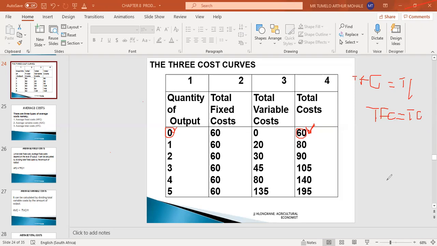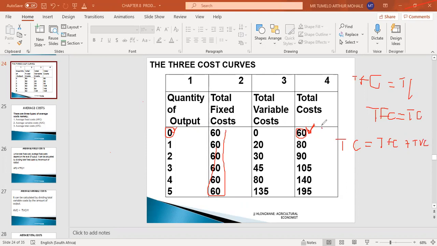So that is why here the cost is fixed throughout. It's 60 throughout because we said total fixed cost do not change. So they will remain 60 forever. And then total variable cost. So remember, total cost equals total fixed costs plus total variable costs.